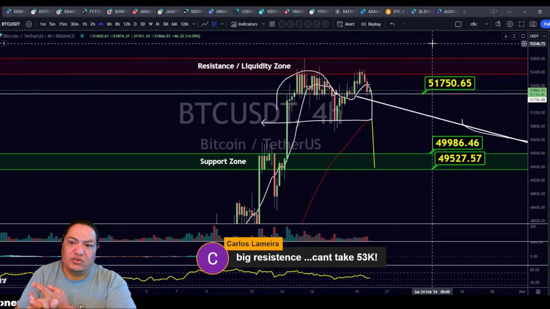Also how to use TradingView, my tips and tricks on TradingView, how to get organized, how to compare charts.